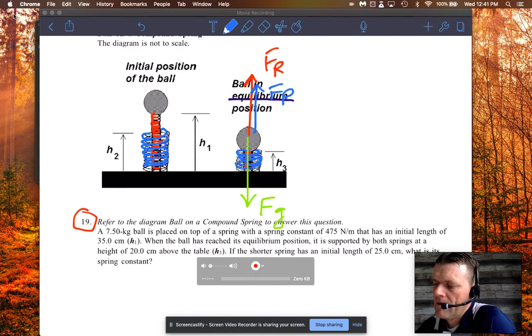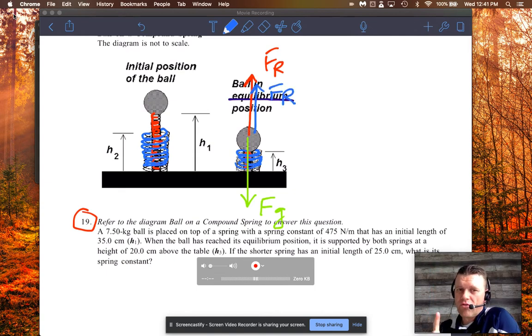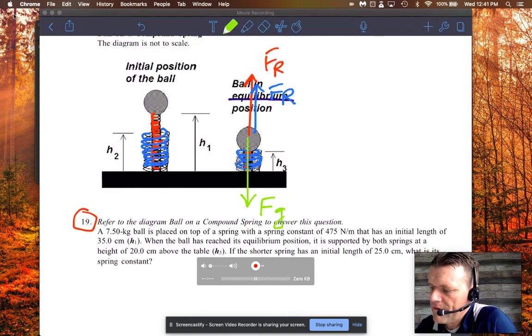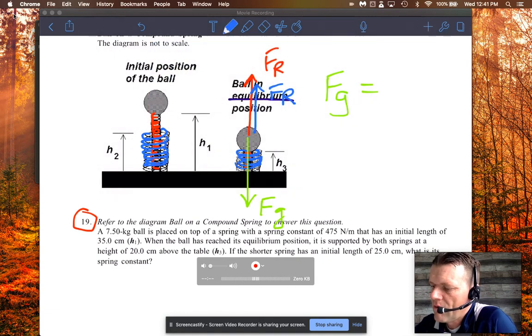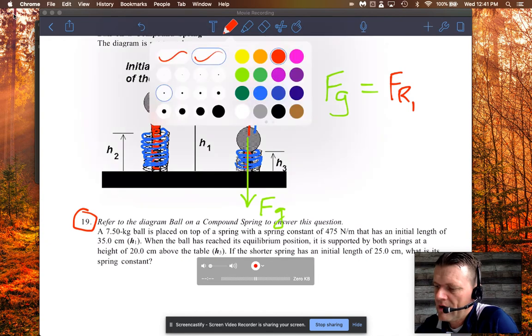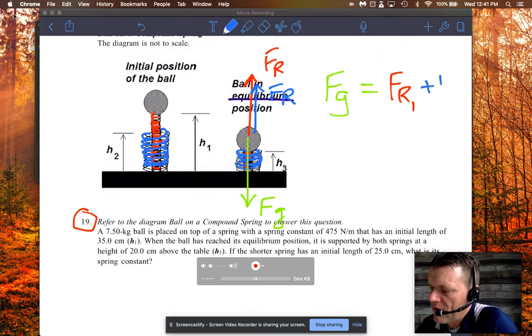Okay. So you have two restoring forces up. You've got two springs that are pushing up, and gravity is the only force down. So the big picture, which some of you are maybe seeing now, is that the force of gravity down is going to equal the restoring force of, it doesn't matter which one you do first, maybe we could call this the restoring force from spring number one, or the red spring, plus the restoring force from the blue spring. Okay.